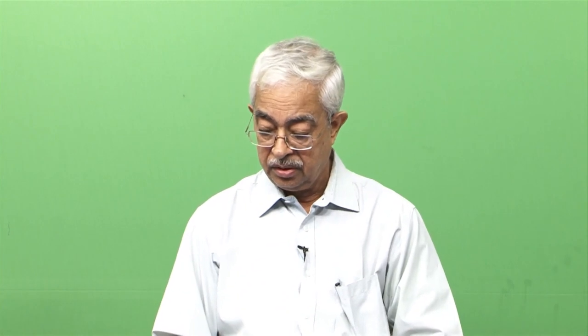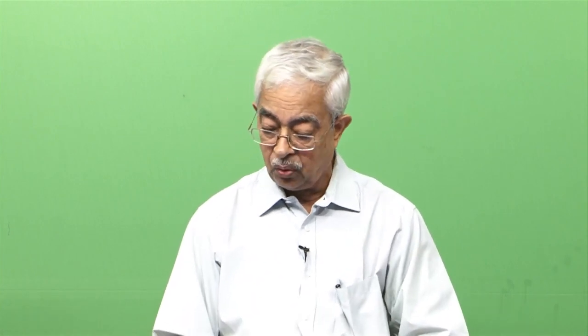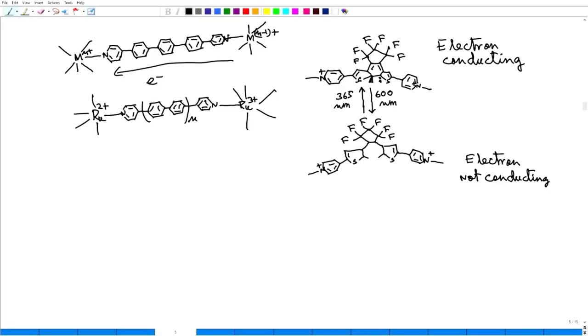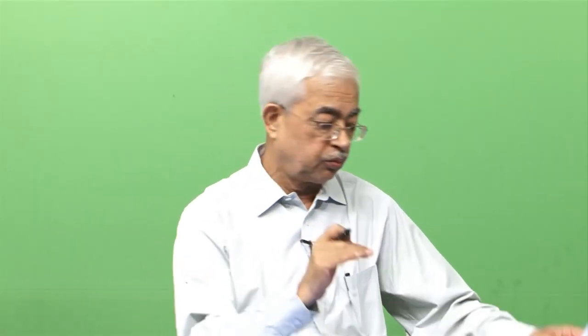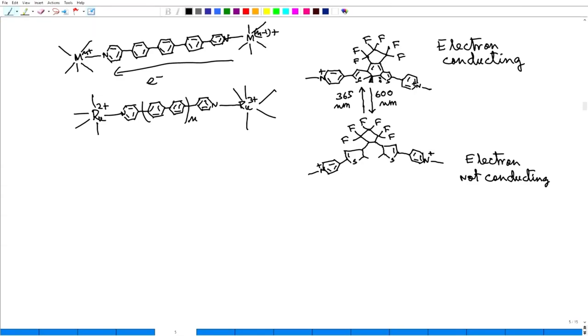Okay? So, this is a very important design, an important supramolecular design, where it is acting like really a switch. You heat it with 365, electron will conduct from here to here. You heat it with 600 nanometer, it will stop. So, light switch, light on and off means electron is moving and not moving. So, I have completed here logic gate and molecular wire and molecular switch.